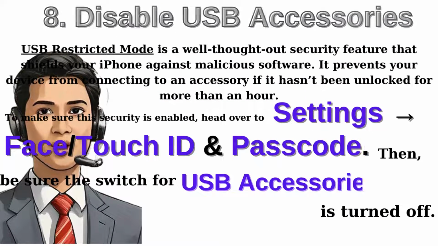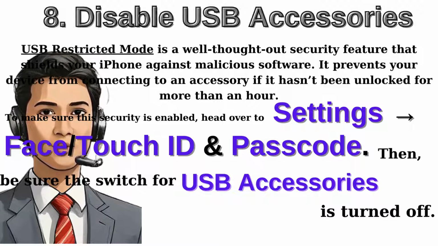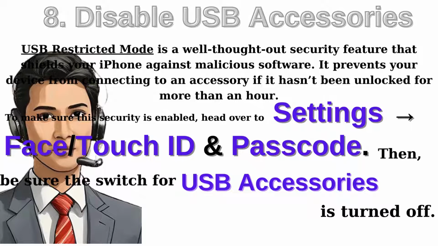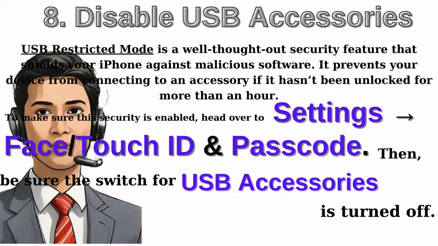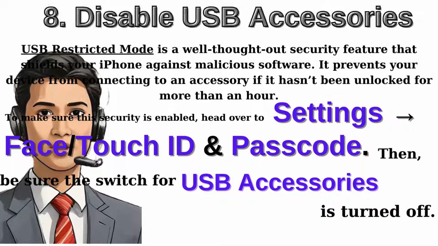Eight, disable USB accessories. USB restricted mode is a well-thought-out security feature that shields your iPhone against malicious software. It prevents your device from connecting to an accessory if it hasn't been unlocked for more than an hour. To make sure this security is enabled, head over to Settings, Face/Touch ID and Passcode. Then, be sure the switch for USB accessories is turned off.